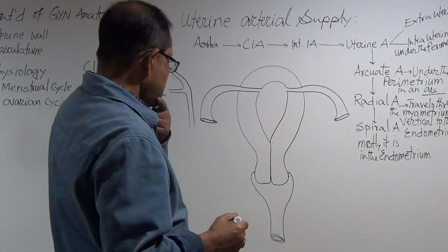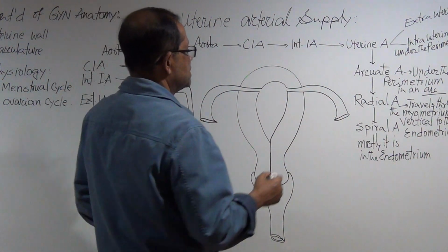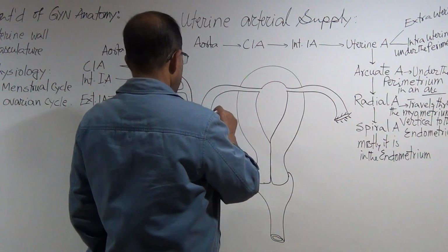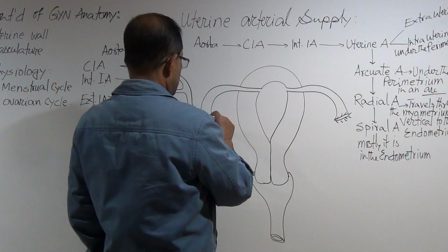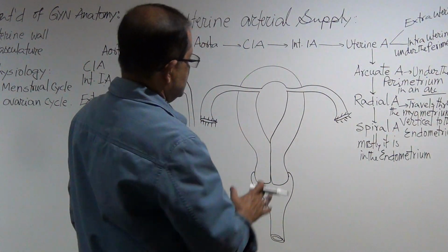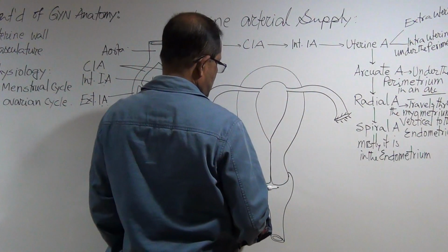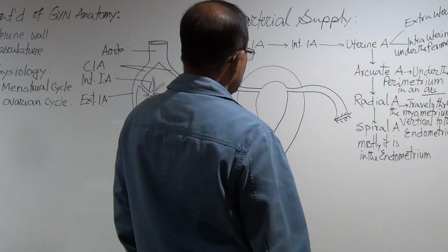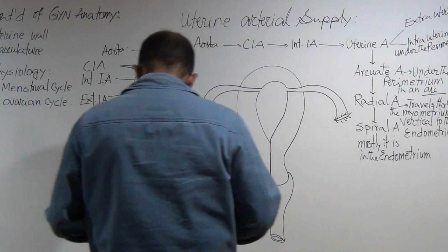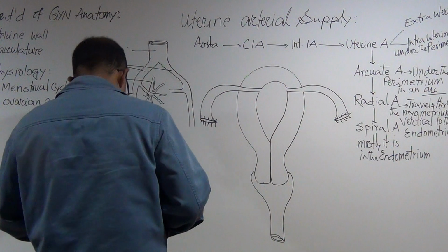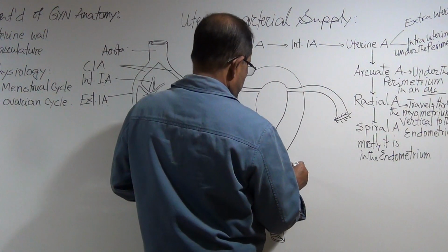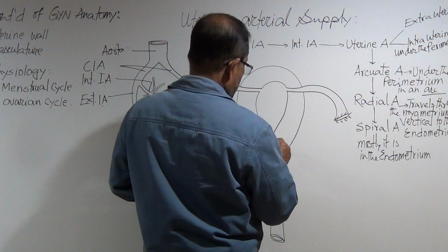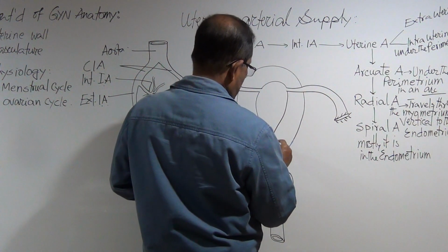Okay, so this is the uterus, or female reproductive organs, that has a uterus, fallopian tubes, and the vagina. So perimetrium, let me draw it with the bright line. Okay, so this is the level of isthmus.